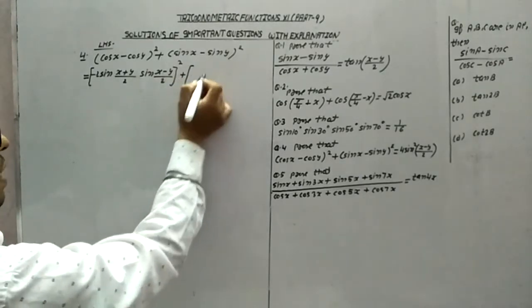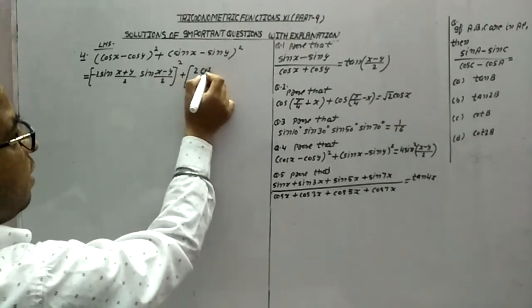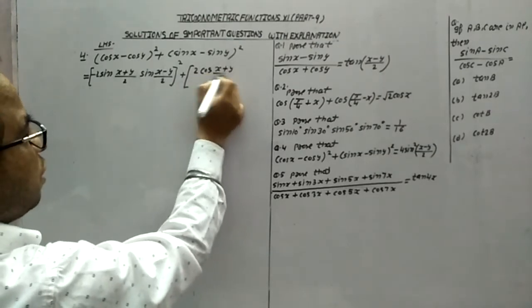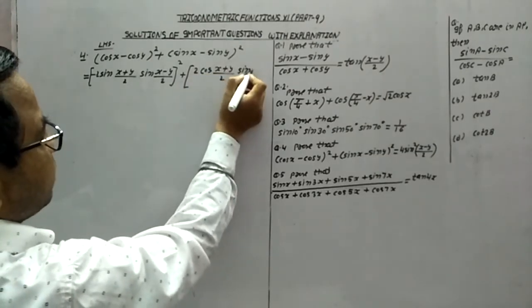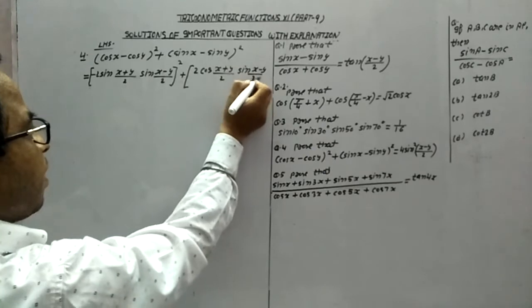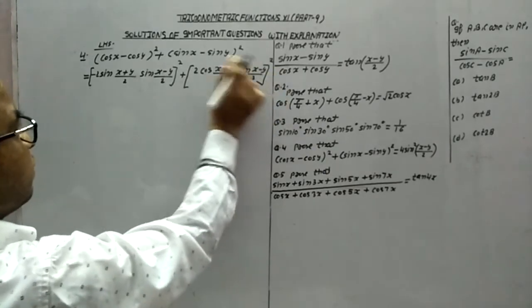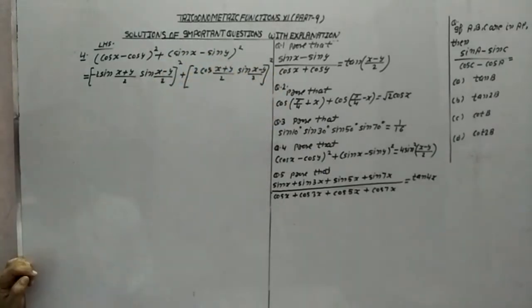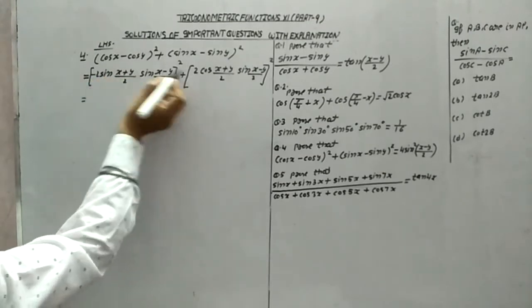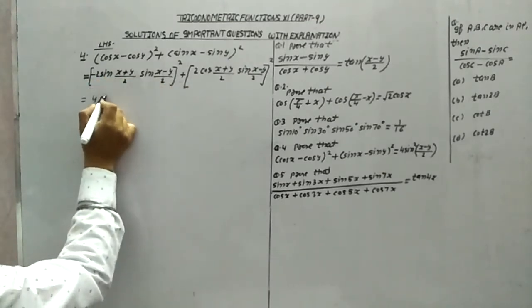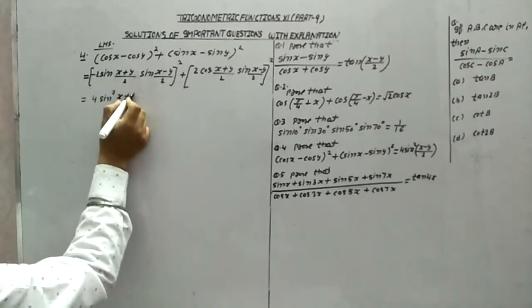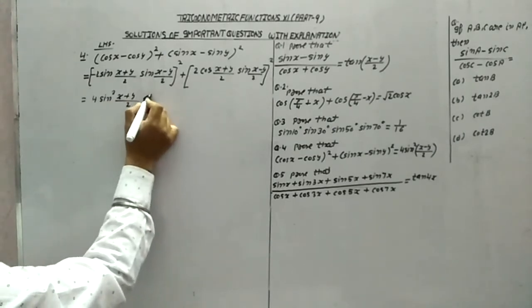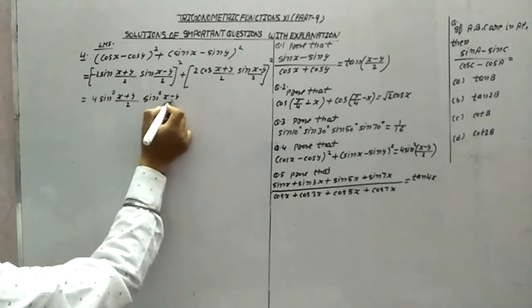Now sin c minus sin d means 2 cos (c plus d) by 2 sin (c minus d) by 2. Here we have c is x and d is y. Now minus whole square is plus, so this becomes 4 sin square (x plus y) by 2 sin square (x minus y) by 2.